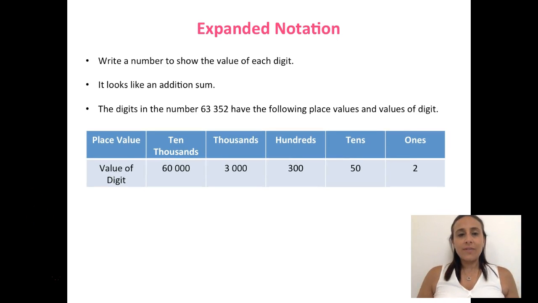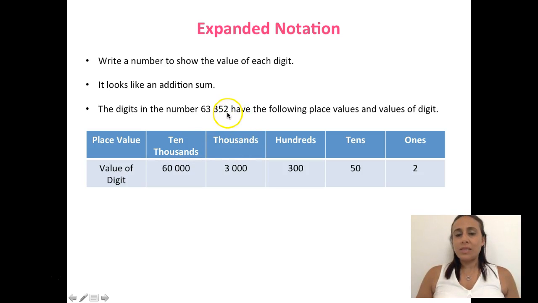So you can see this lovely table here, and you can see on the top row we have the place value: tens of thousands, thousands, hundreds, tens and ones. This number has been written in its correct place value. The 2 is in the ones column, the 5 is in the tens column, 3 is in the hundreds column, the next 3 is in the thousands column, and the 6 is in the tens of thousands column.